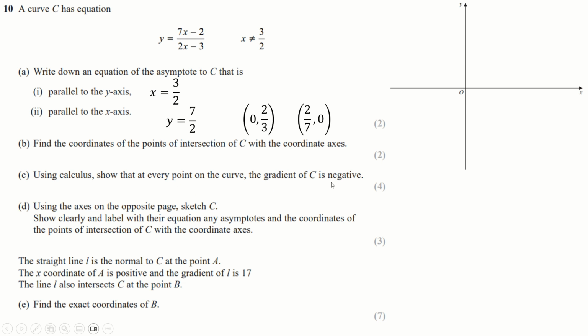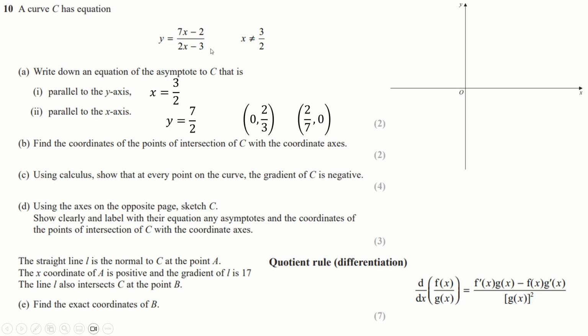Use calculus, show c is negative. So we need to differentiate this, which we can use quotient rule for. So square this on the bottom. The derivative of this is 7, times it by this. That will be the first term. And then the derivative of this is 2, times it by that. That will be the second term with a minus in between.